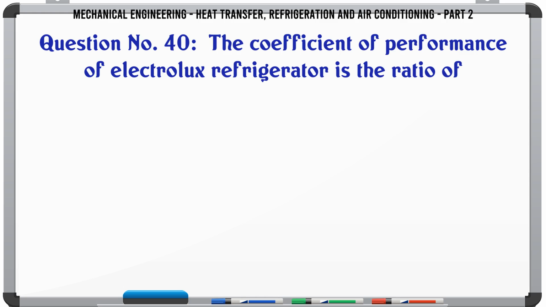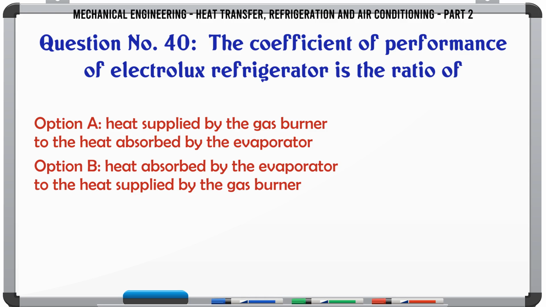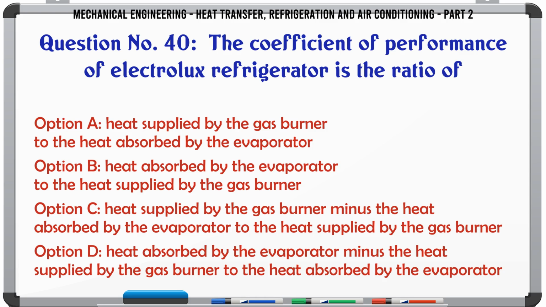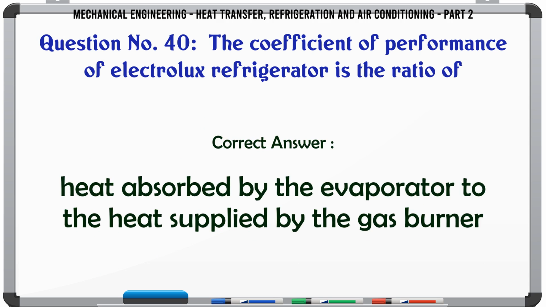The coefficient of performance of Electrolux refrigerator is the ratio of A. heat supplied by the gas burner to the heat absorbed by the evaporator. B. heat absorbed by the evaporator to the heat supplied by the gas burner. C. heat supplied by the gas burner minus the heat absorbed by the evaporator to the heat supplied by the gas burner. D. heat absorbed by the evaporator minus the heat supplied by the gas burner to the heat absorbed by the evaporator. The correct answer is heat absorbed by the evaporator to the heat supplied by the gas burner.